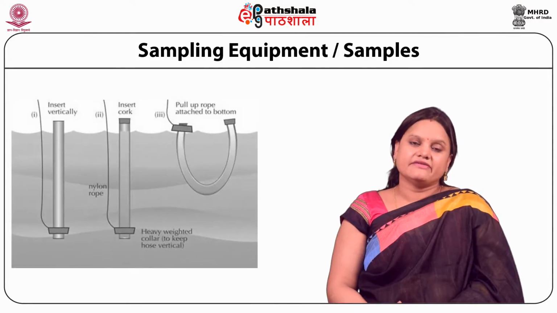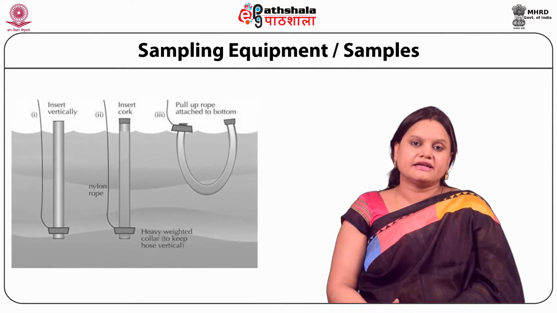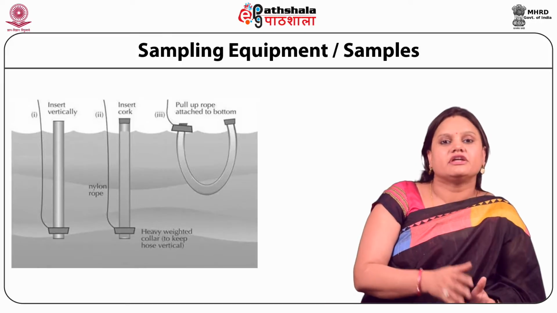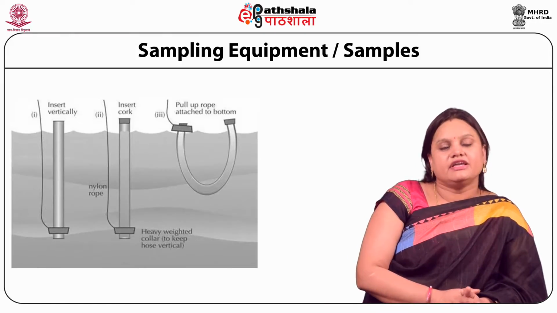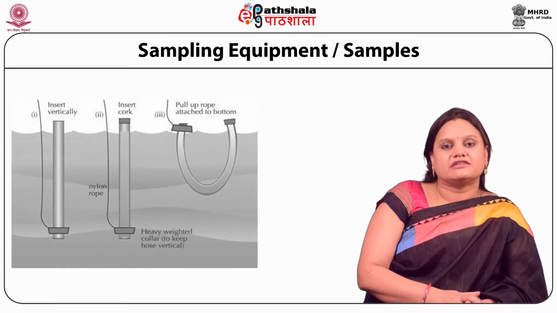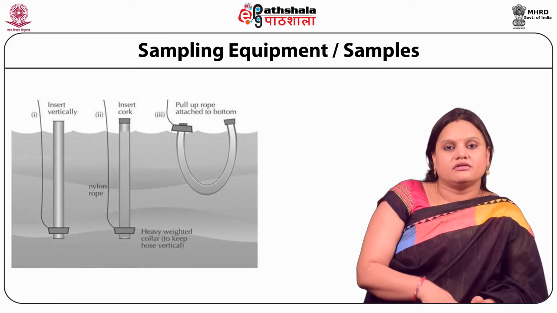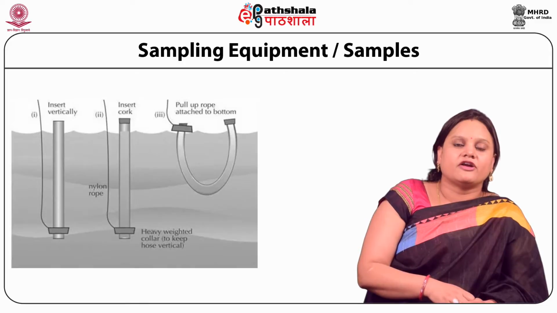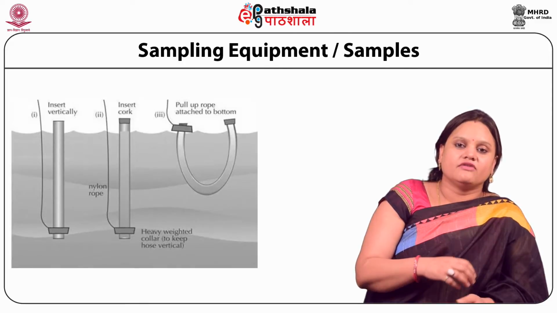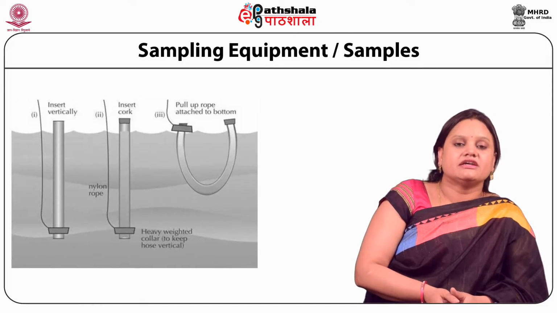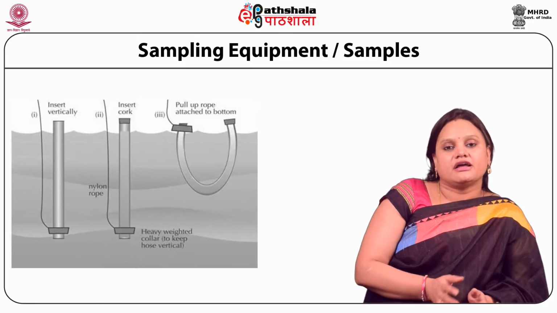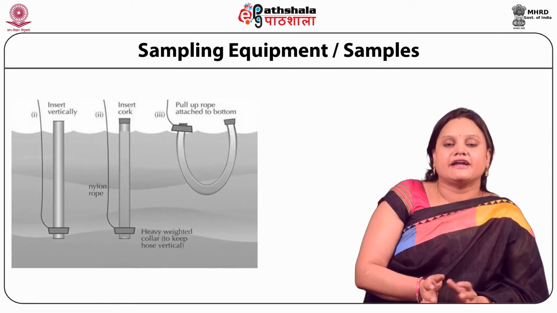In this figure, we can see that the collecting vessel is connected with a nylon rope, and we insert this vessel vertically down into the water body, and then we insert the cork and pull it back out of the water body so that the water sample is collected in the vessel and it will not be deaerated by the atmospheric air.